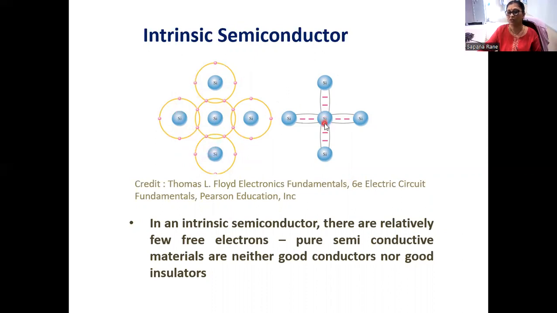Here you can observe that when silicon is a perfect insulator, it is sharing electrons with the neighboring 4 atoms, and all atoms are connected with covalent bonds. No free electrons are available in such a material at absolute zero temperature. So they work as insulators at absolute zero temperature.